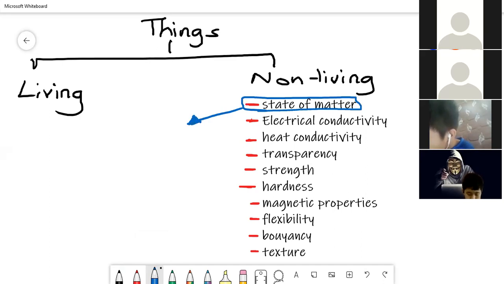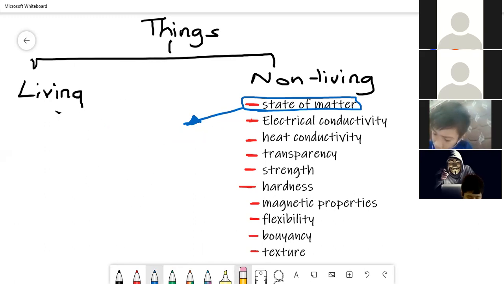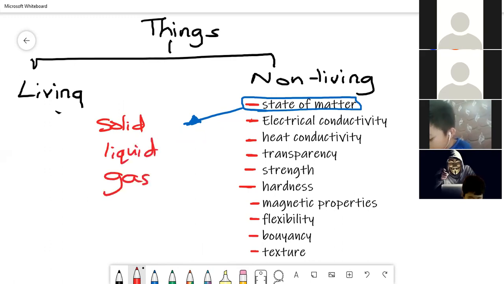What is this? State of the matter. Things can be classified by their state, namely solid, liquid, or gas. The state of the matter is liquid, solid, and gas. The three. Now, I will write it properly. Solid, liquid, and gas. Things can be classified by these three.